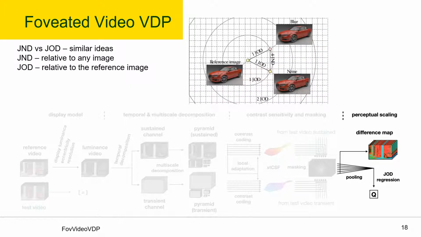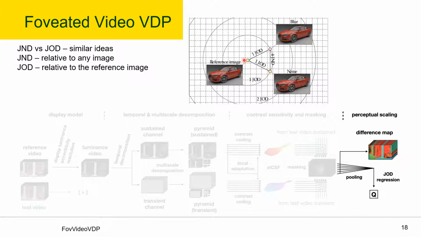So why do we use JOD units instead of better known just noticeable differences, or JNDs? Both JODs and JNDs are very similar, but there's one key difference. JND is a relative perceived difference between any pair of images. So for example, if we have a blurry image and a noisy image, they may differ a lot between each other, and perhaps the difference between them is four JNDs. However, if you ask how much the quality is degraded in relation to a perfect reference image, the distortion level could be about the same.